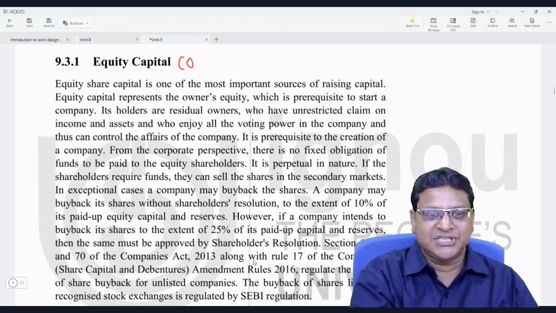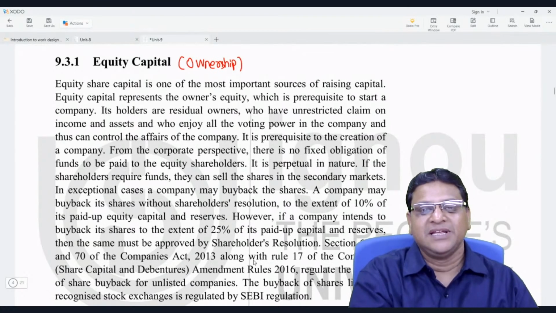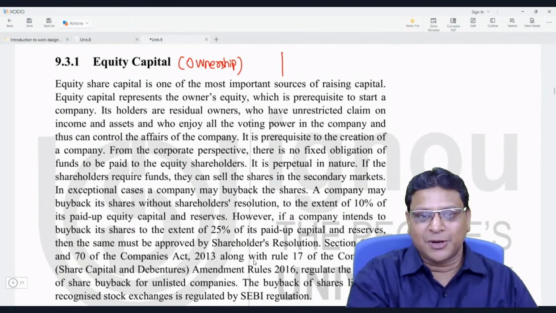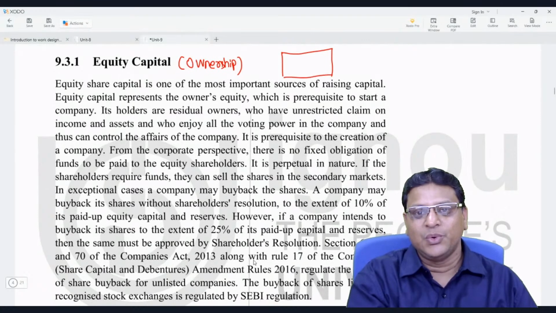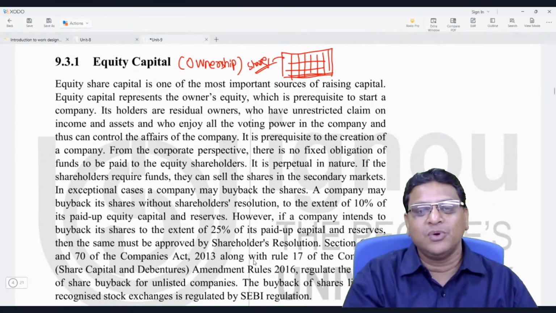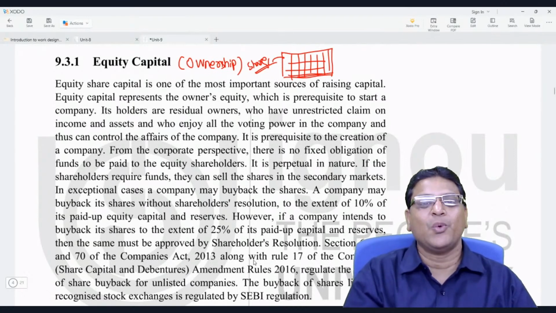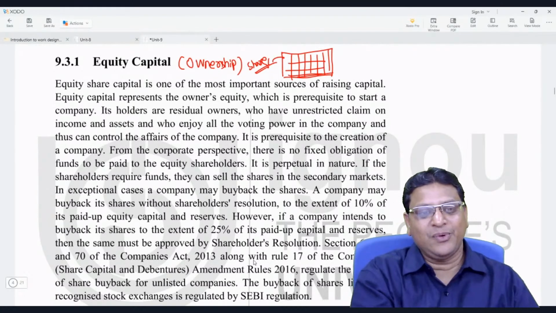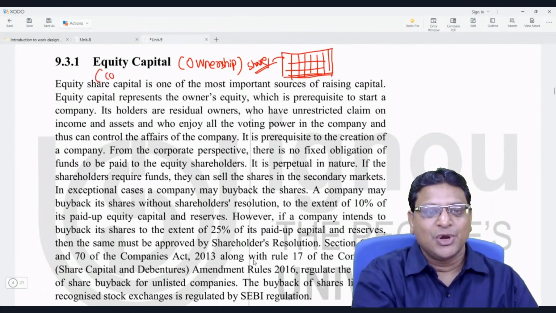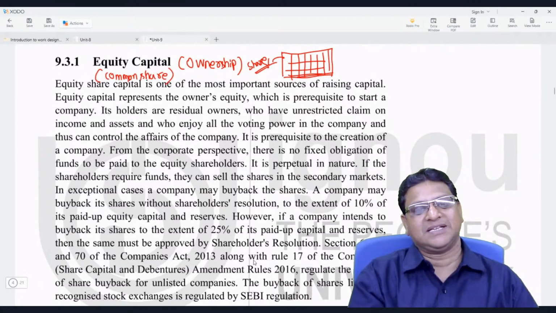The company may issue equity shares to raise long-term finance. In equity shares, the capital of the company is divided into smaller parts, and each part is known as a share. The person who buys the share becomes a shareholder. Shareholders are the owners of the company. Equity shares are also known as common shares. The equity shareholders are the common shareholders of the organization.